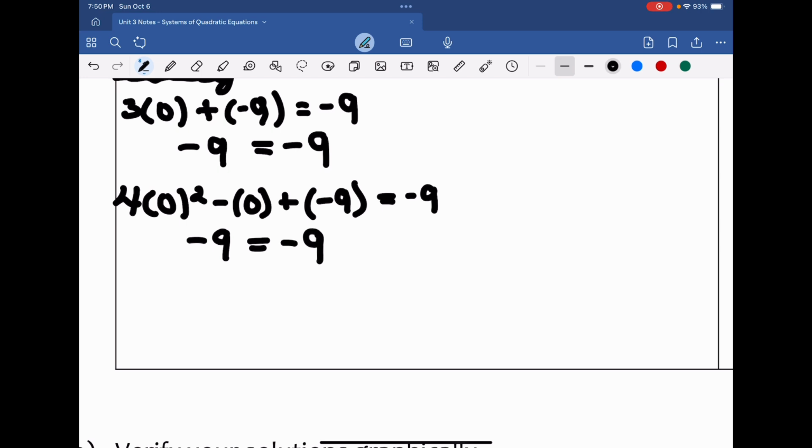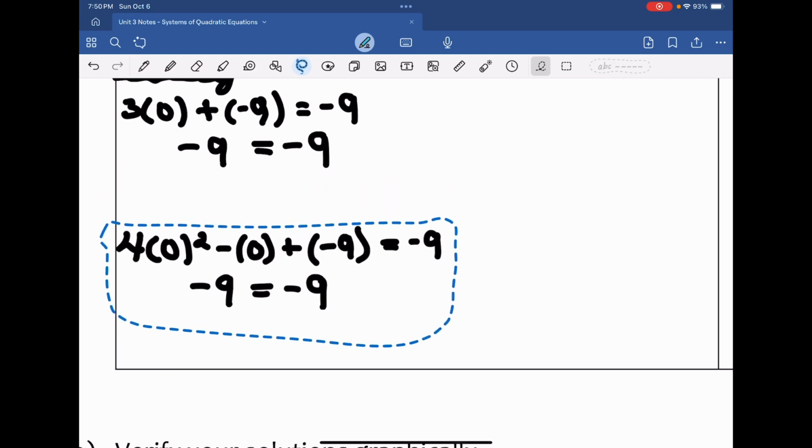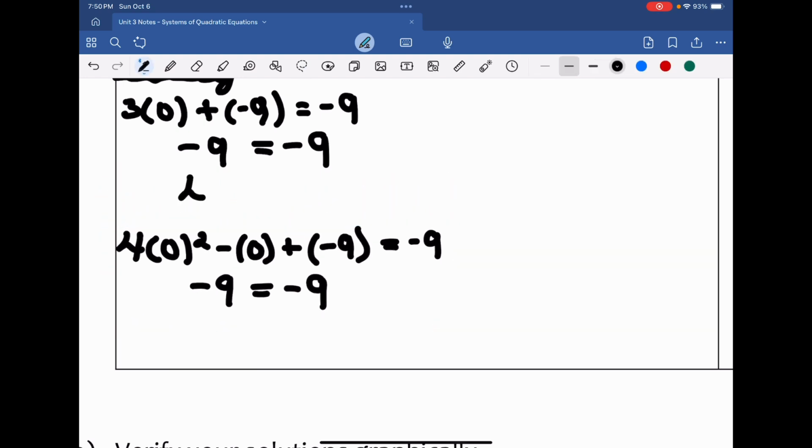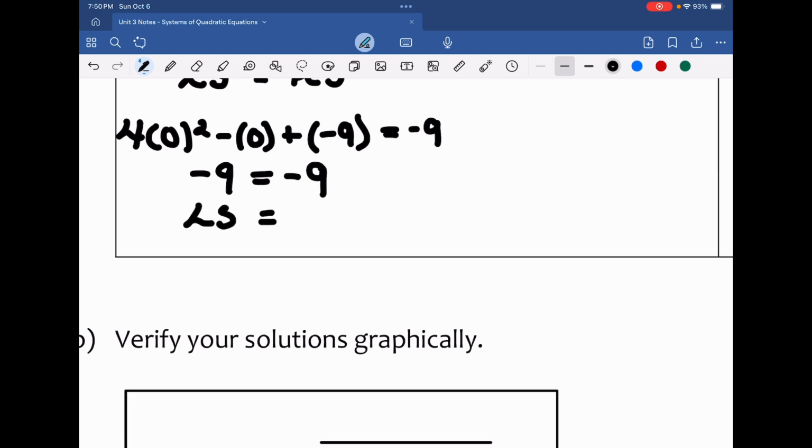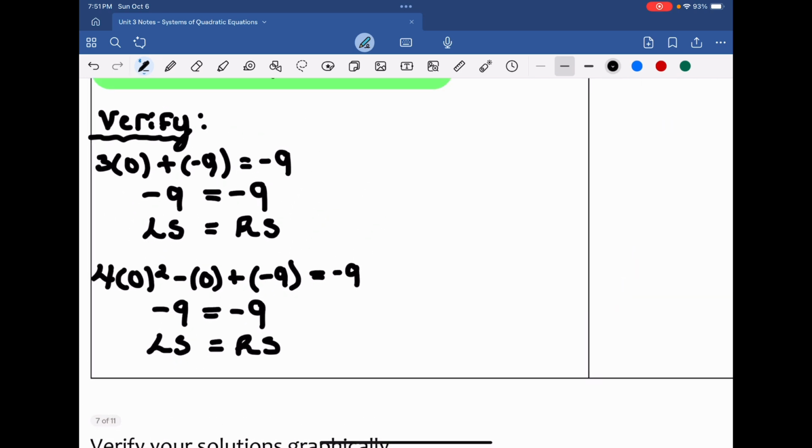Hey, look, left-hand side equals right-hand side. Perfect, excellent, fantastic. And you know what? We're going to start adding that moving forward here. So what I'm going to do is shift this down a little bit. And below this, as soon as you see that left-hand side equals right-hand side, I want you to write that in because it's a very Math 30-1 diploma skill where we write LS equals RS, representing that the left-hand side of the equation equals the right-hand side of the equation, thus verifying it. Now, that was only for 1 point, so we know that 0 and -9 works.